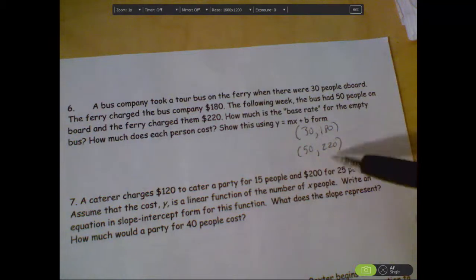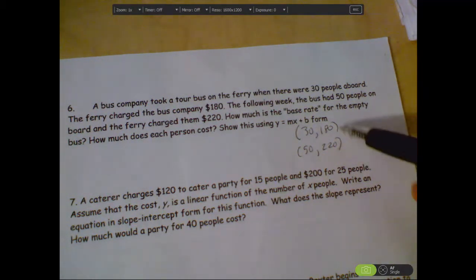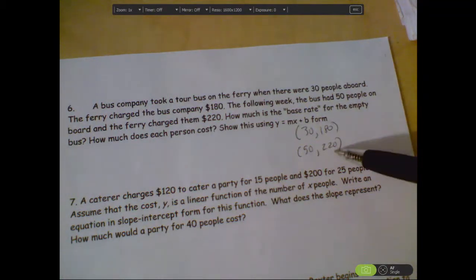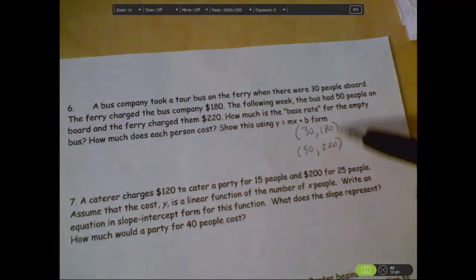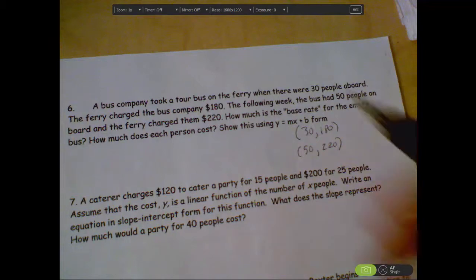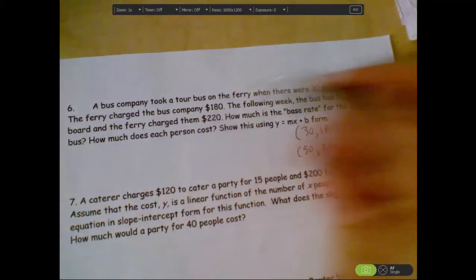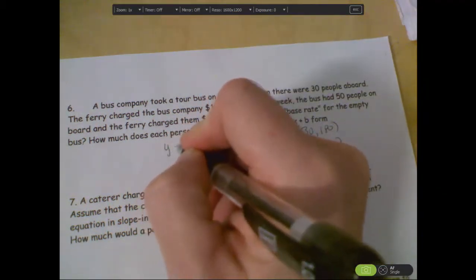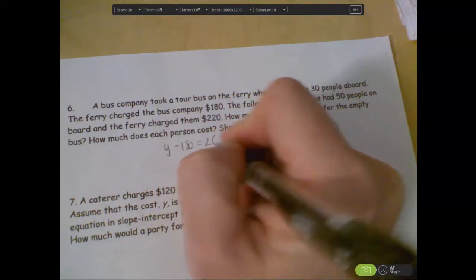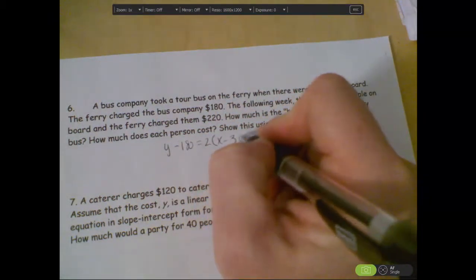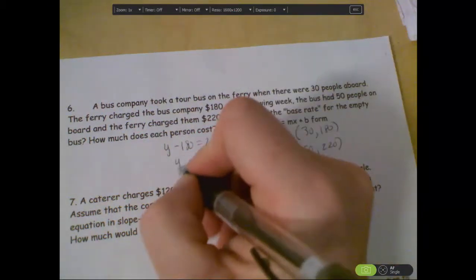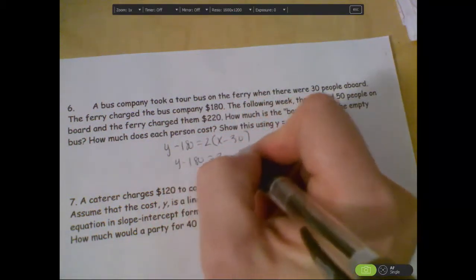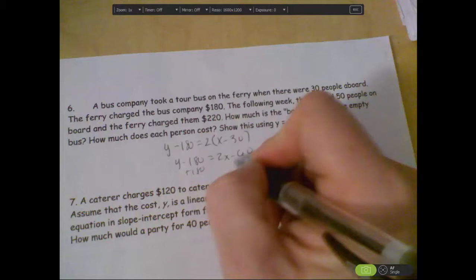What does this look like? This is exactly what we did in class 2 classes ago. Find the slope, and then use the point slope form to find the y-intercept. Write the equation of the line through these 2 points. Well, the slope is going to be 40 over 20, which is 2. So then if we use point slope form, I would write y minus 180 equals 2 times x minus 30. And then I would solve for y by distributing and adding 180.